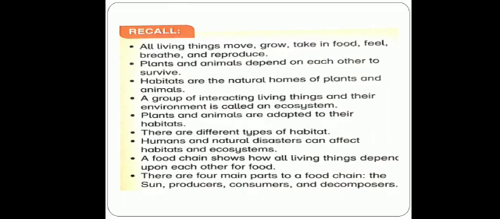Habitat means a place, a natural home where the plants and animals live. Then natural disasters, like floods and earthquakes, can change and affect the ecosystem and habitats. And there is a food chain that shows how different living things depend upon each other, and there are different parts of a food chain, like producers, consumers, decomposers.